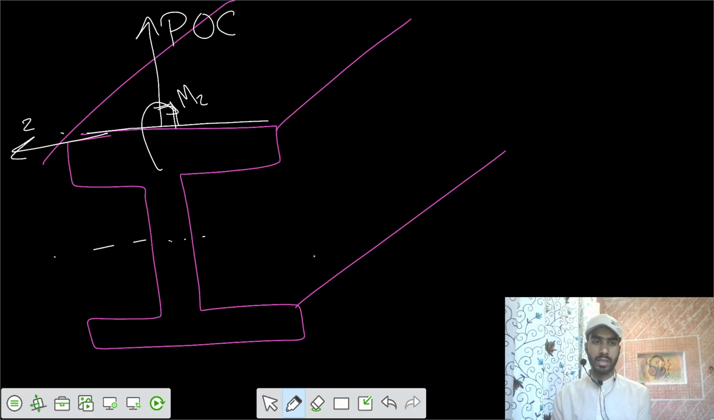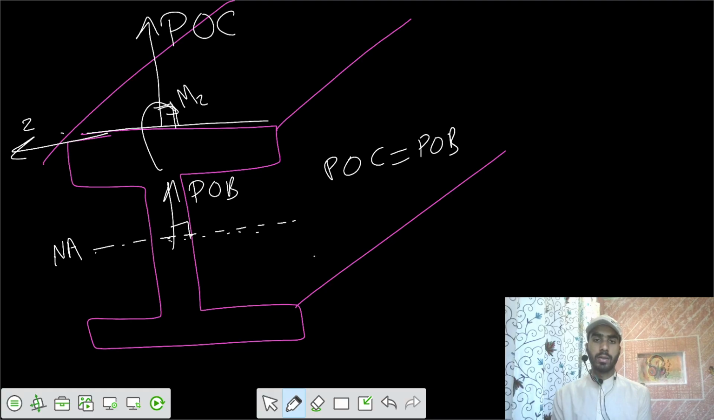So this is the neutral axis. If you draw a perpendicular to that, this we call the plane of bending. So plane of couple equals plane of bending. So this is symmetric bending.